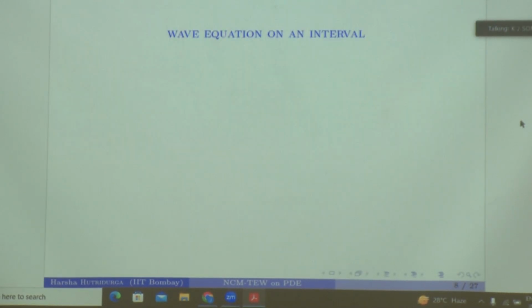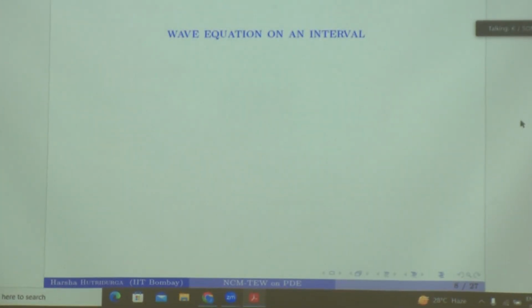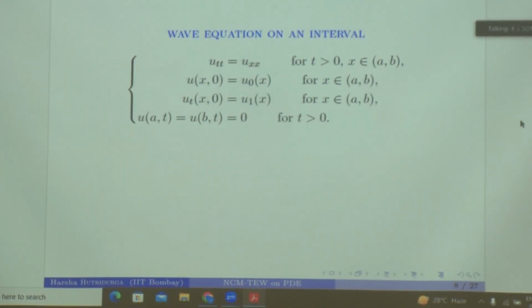Now we will get to the wave equation on an interval, because you have studied the heat equation on an interval, so you can also study the wave equation on an interval. Until now we have always been studying it where x runs over the real axis, but you can also restrict it to an interval in R. The setting is as follows. You pick any interval AB and ask for a function u which satisfies the wave equation in that interval.